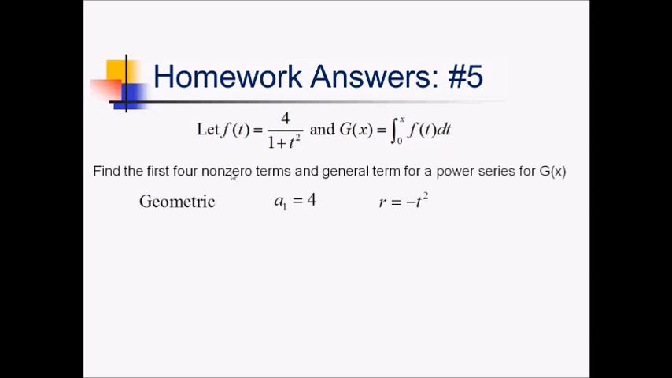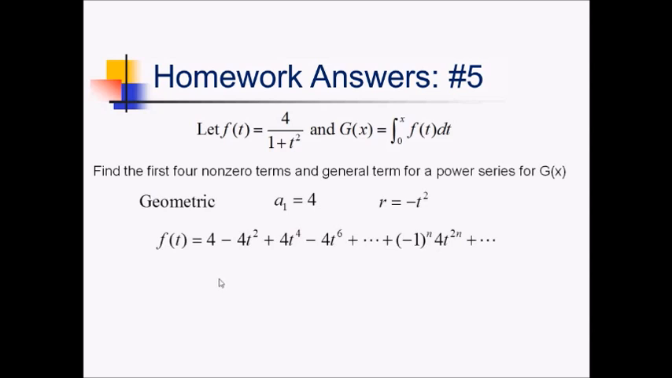So I can say f of t equals 4 minus 4t squared plus 4t to the 4th. We're just multiplying by negative t squared each time. And then minus 4t to the 6th. And then my general term, in general, I'm going to have a negative 1 to the n. I'm going to have a 4. I'm going to have a t to the 2n. There we go. So I have to take the antiderivative of all this stuff now.